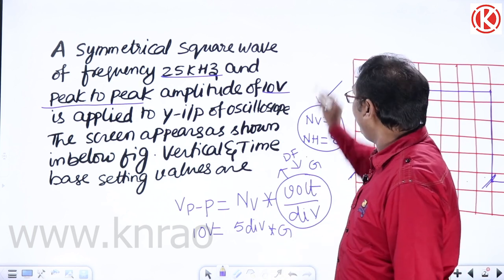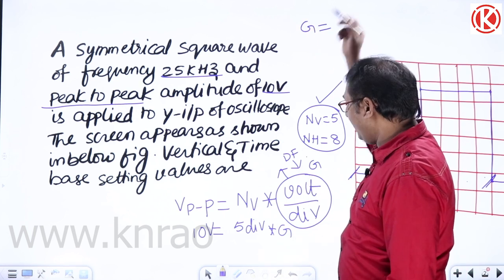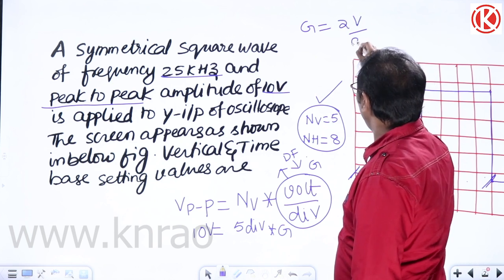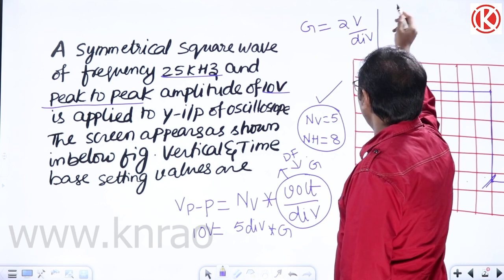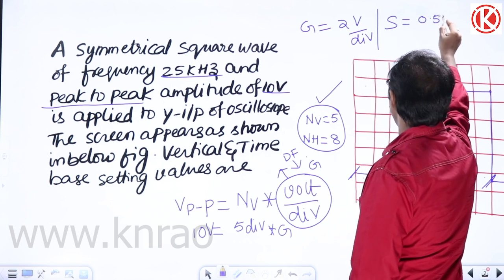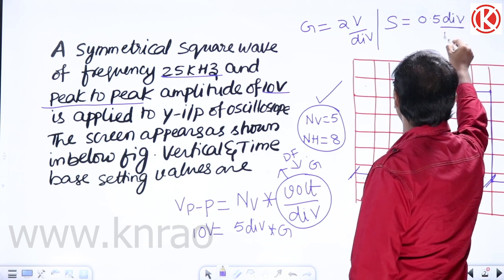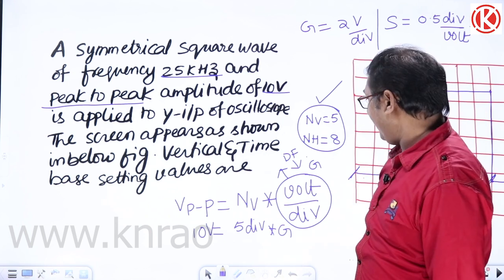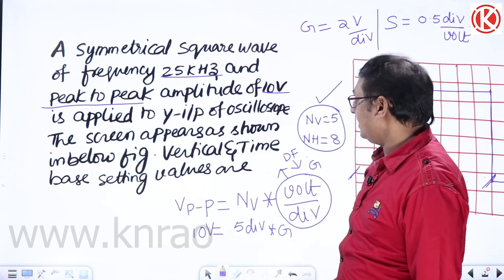What is G finally? I am writing here. G is 2 volts per division. If deflection sensitivity is asked, what is it? 0.5 divisions per volt. Is it done? Right.